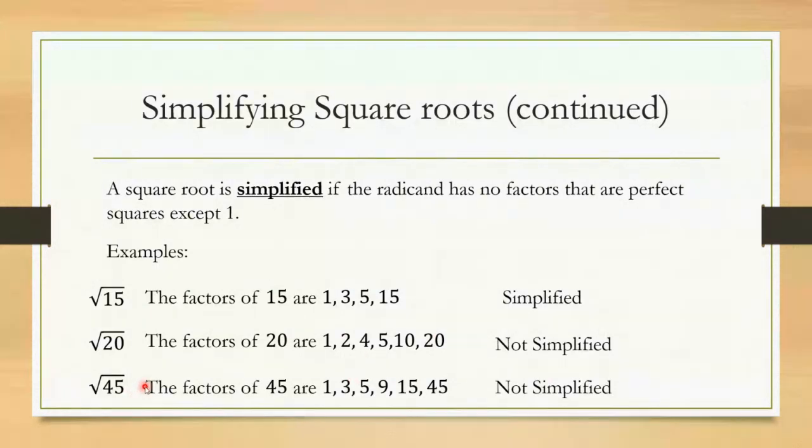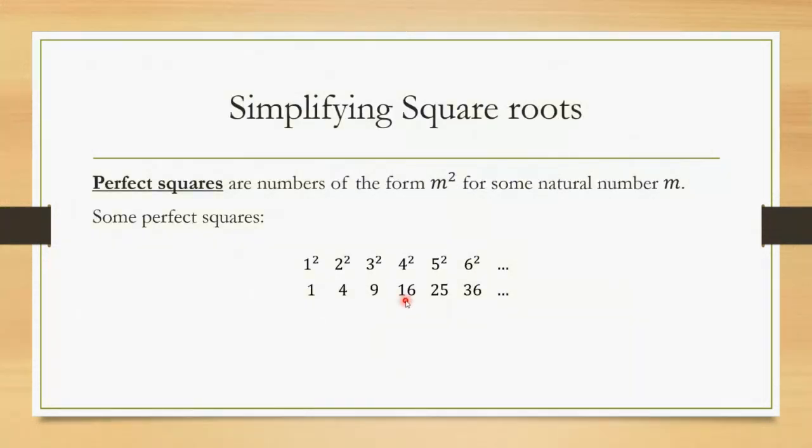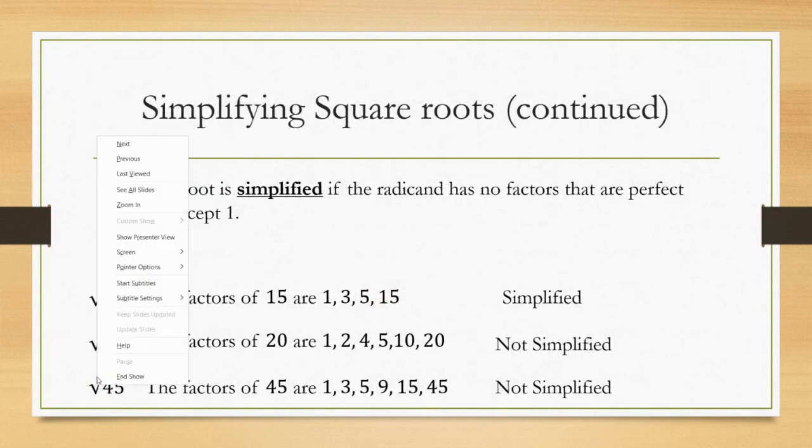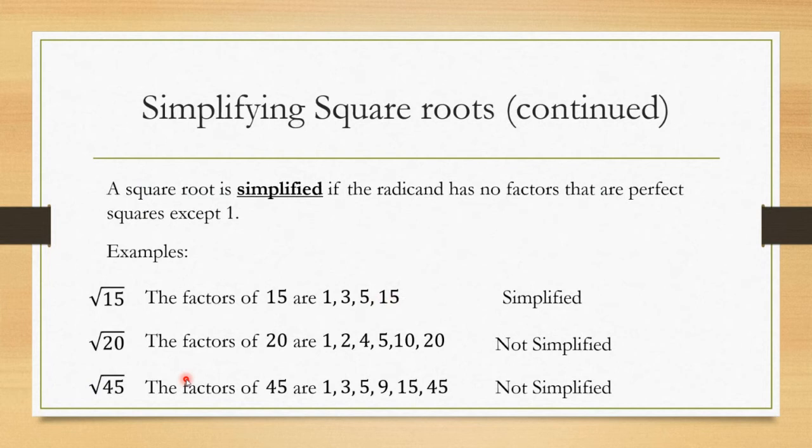Square root of 45, same idea. If we look at the factors here, we have 9 as a factor, and 9 is a perfect square. 9 is 3 squared. So this is not simplified. So again, to be simplified, the radicand, what you're taking the square root of, is simplified if the only factor of it that is a perfect square is 1.